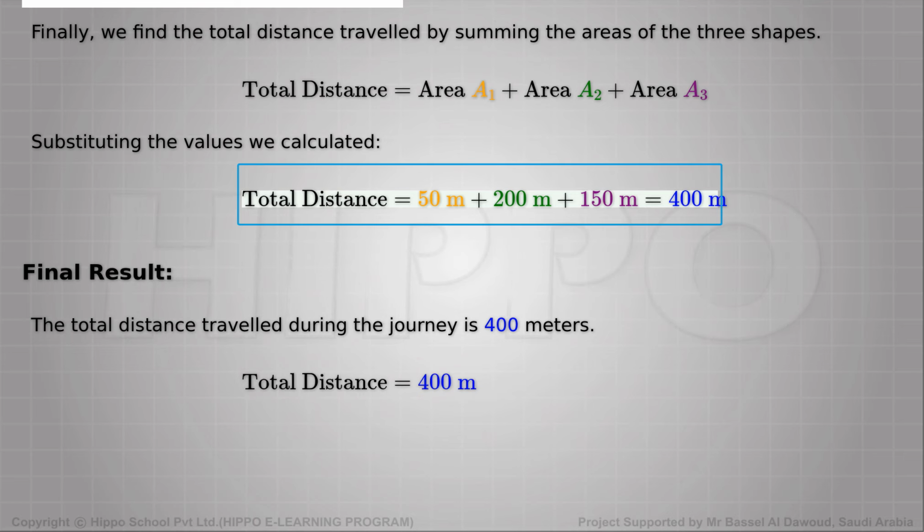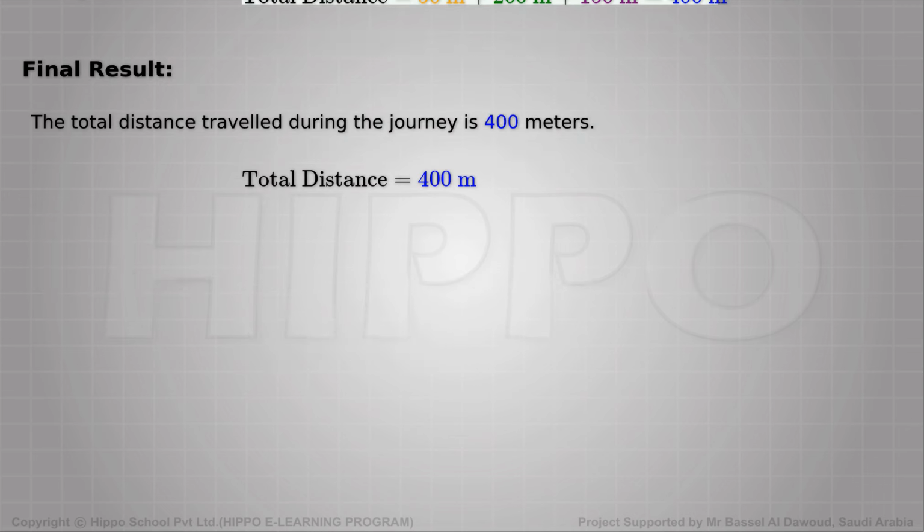By remembering that distance is the area under the speed-time graph, and by breaking that area into simple shapes, we were able to solve the problem step by step. The total distance is 400 meters.